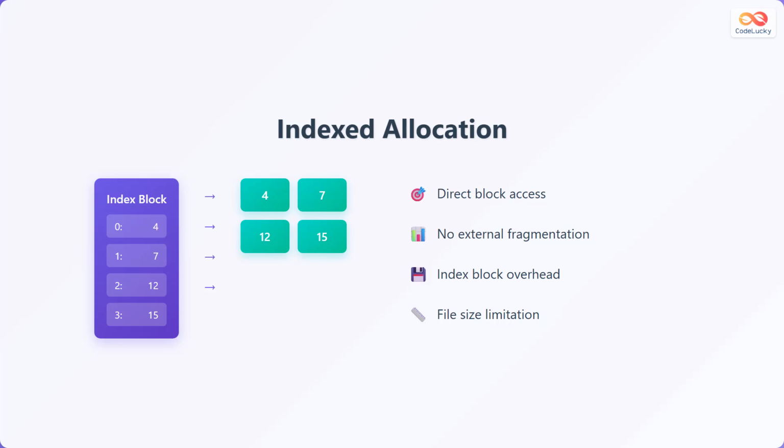As shown, the index block contains entries such as 0 pointing to block 4, 1 pointing to block 7, 2 pointing to block 12, and 3 pointing to block 15. This provides direct access to blocks and avoids external fragmentation. The downside is the overhead of the index block itself and potential limitations on file size, depending on the size of the index block.